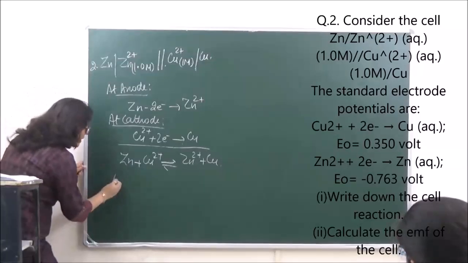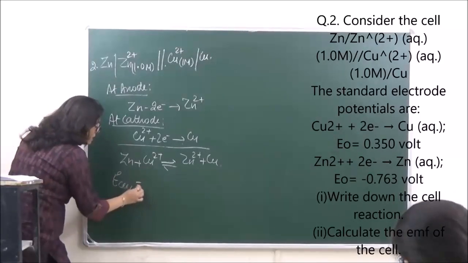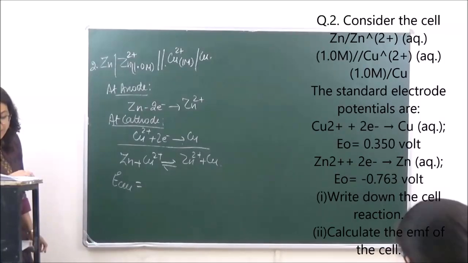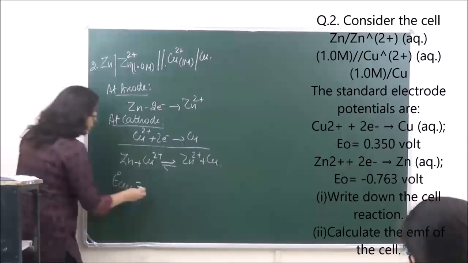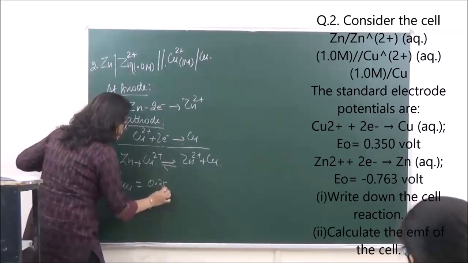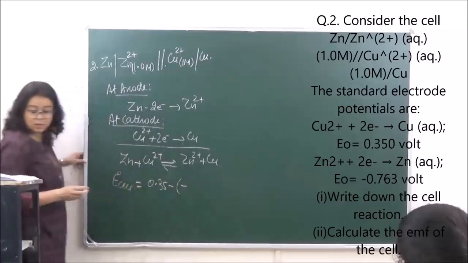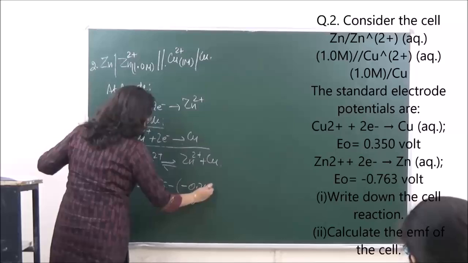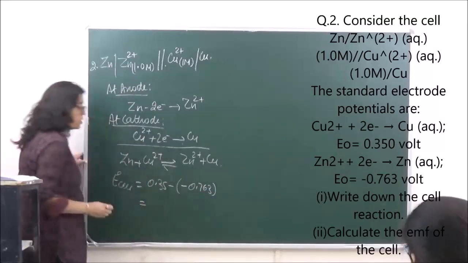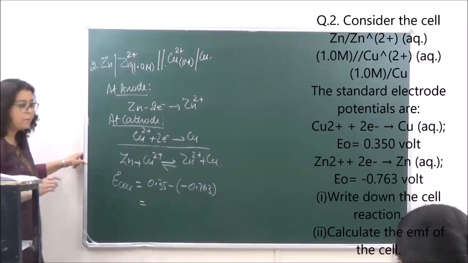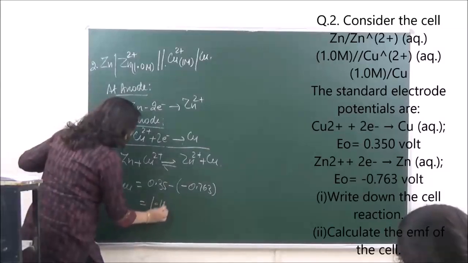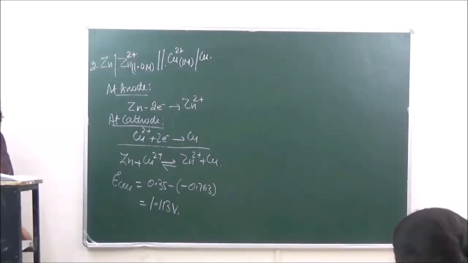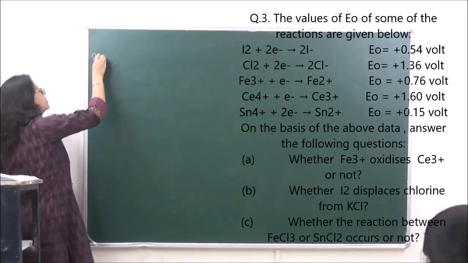So if we are calculating the E0 cell, again बड़ी वैल्यू से छोटी वैल्यू को माइनस करते हैं. The larger value given to us is 0.35 minus 0.763. So what is going to be the answer over here? 1.113 volt. This is the answer. Okay? Then we go to question number 3.